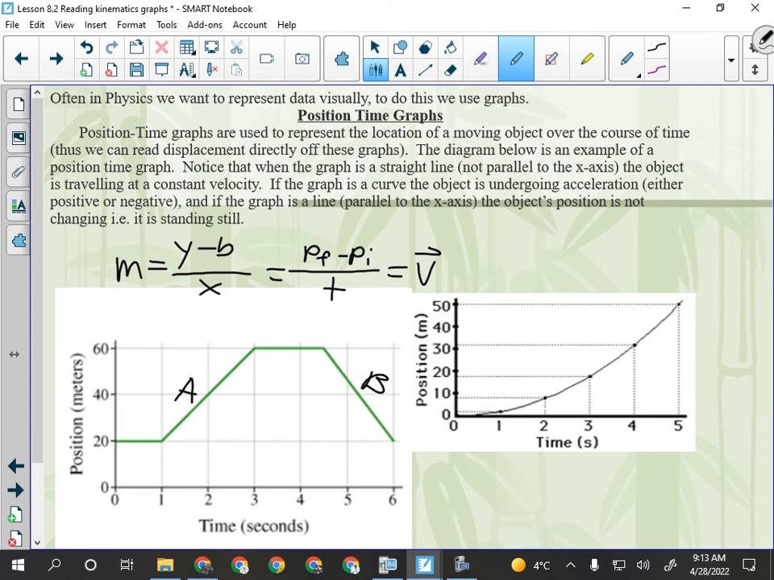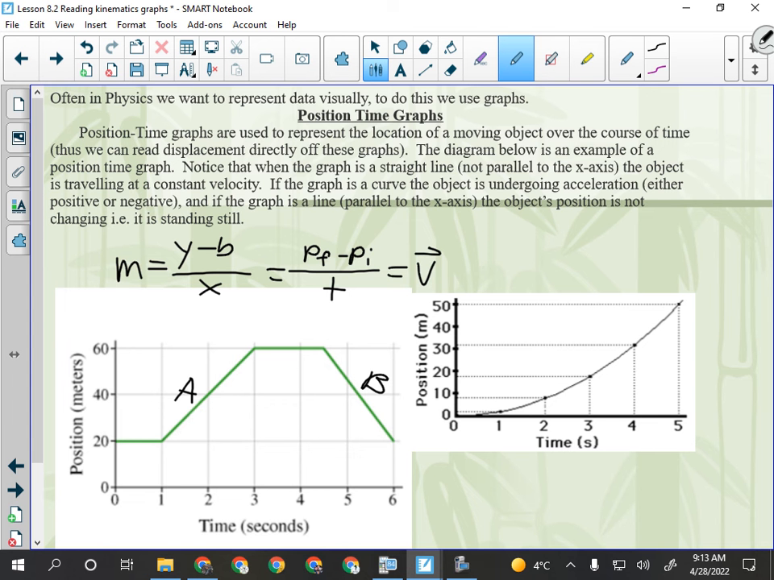Okay, what's going on in this graph? It's still a position versus time graph, but the lines aren't straight, it's a curve. What is that object doing? It's moving away from its original position at an increasing rate. Yes. It's accelerating. It's moving away from its original position, but it's doing so faster and faster.